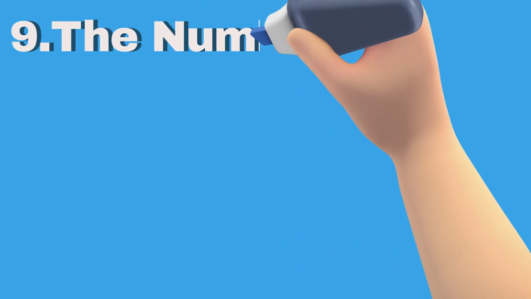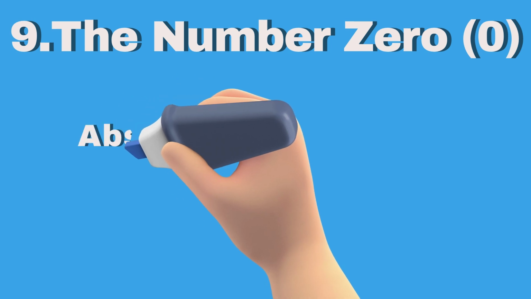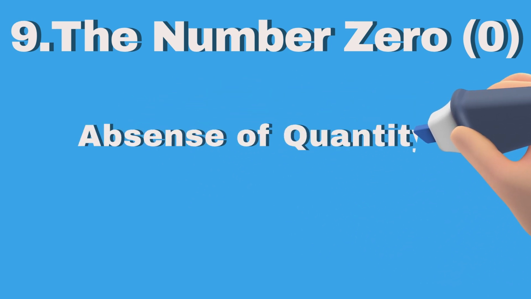0 is the integer that precedes 1 and follows negative 1. It represents an absence of quantity.